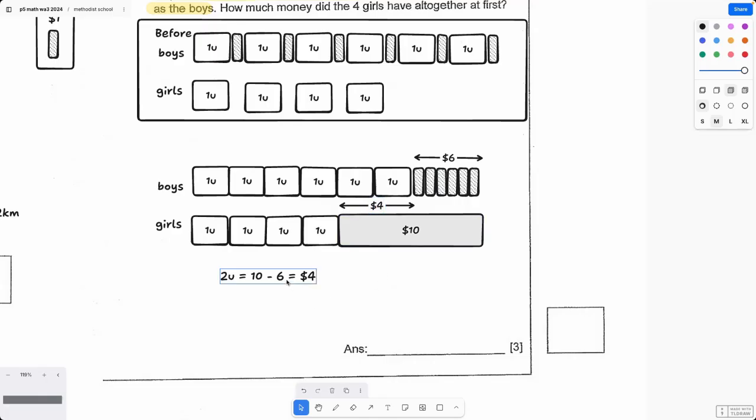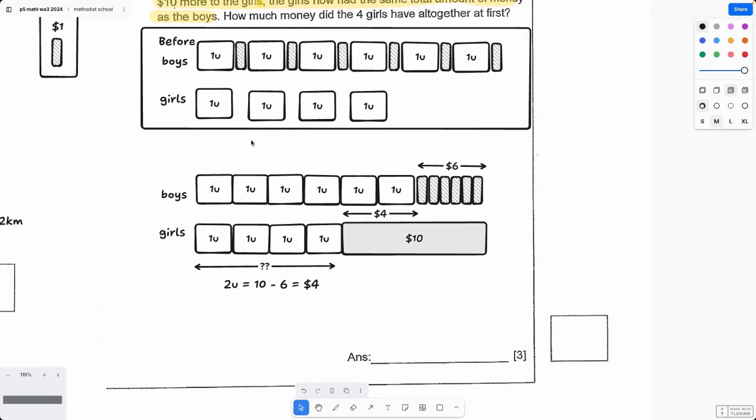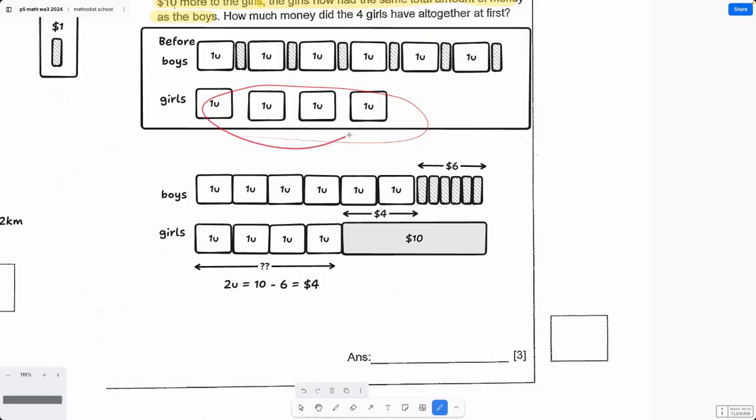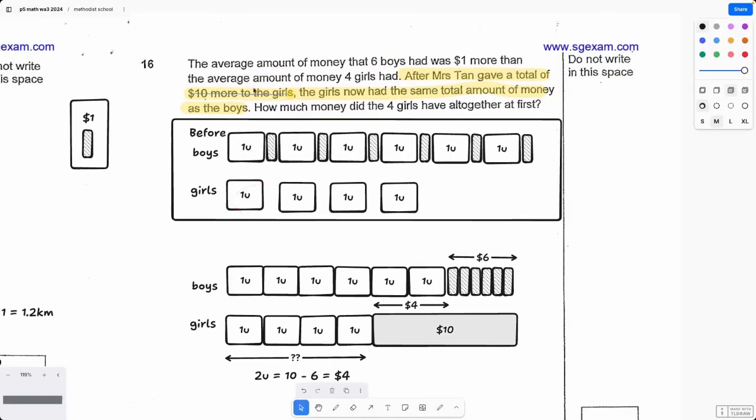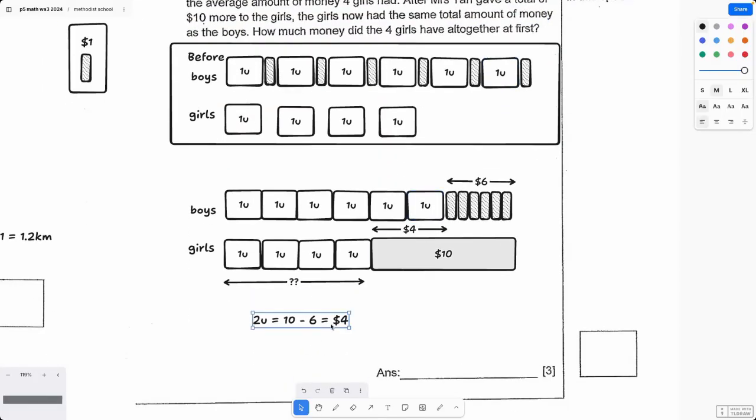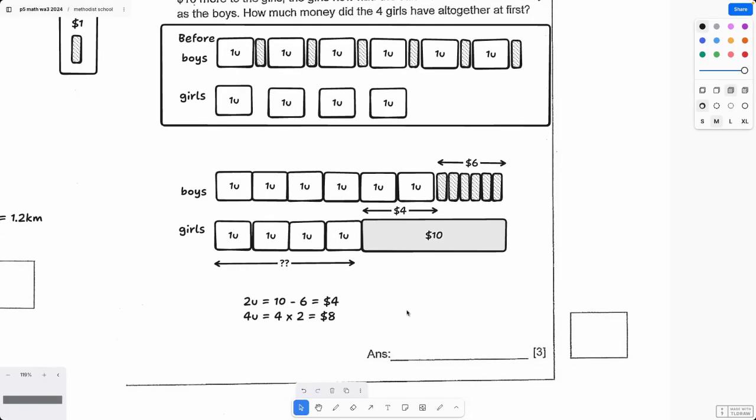So 2 units is $4. Now with this, what we want to get is the last part: how many did the girls have at first? So not this $4, but basically this whole thing, because the girls before have 4 units. So at first, we're going to get 4 units. Essentially, if 2 units equal $4, then 4 units is equal to 4 times 2, which is $8. And in this case, the answer is $8.